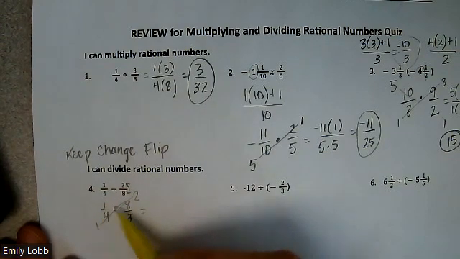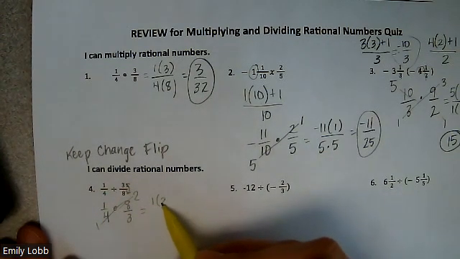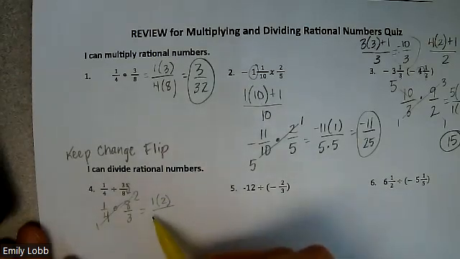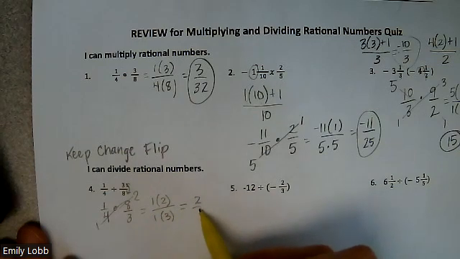So now I'm multiplying across. I have 1 times 2 on the top. I have 1 times 3 on the bottom. 1 times anything is that anything.